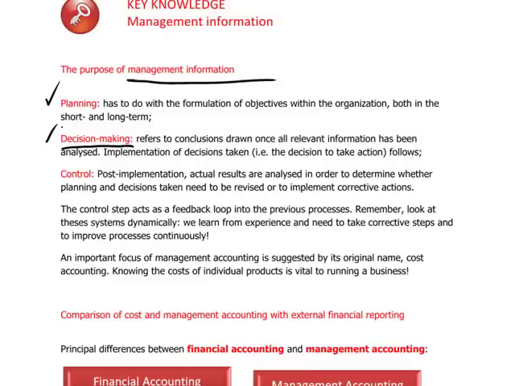And finally, the idea of control, or for supervision purposes, in order to monitor the activities of the organization as it goes along, to see whether it is performing according to expectations or according to budget. So these are the three principal reasons why management information is collected and used.